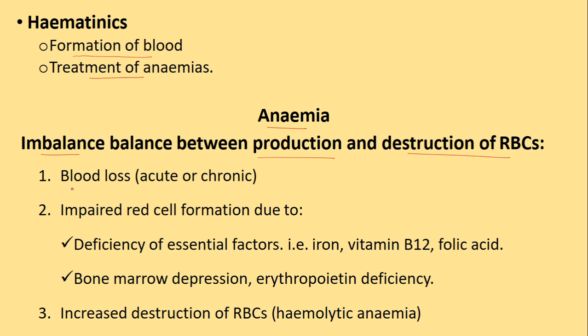So, what are the various causes for this imbalance? It may be due to blood loss, or due to impaired red cell formation from deficiency of essential factors like iron, vitamin B12, and folic acid. It can also be due to bone marrow depression and erythropoietin deficiency. And anemia can also occur due to increased destruction of the RBCs. This is seen in case of hemolytic anemia.